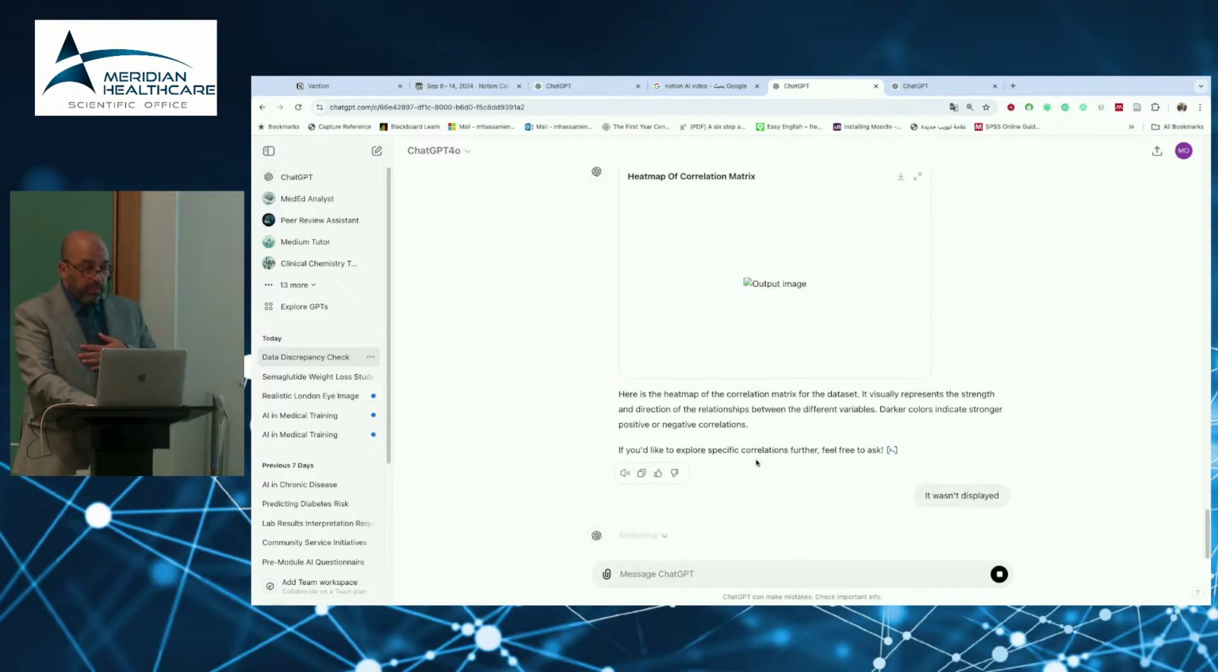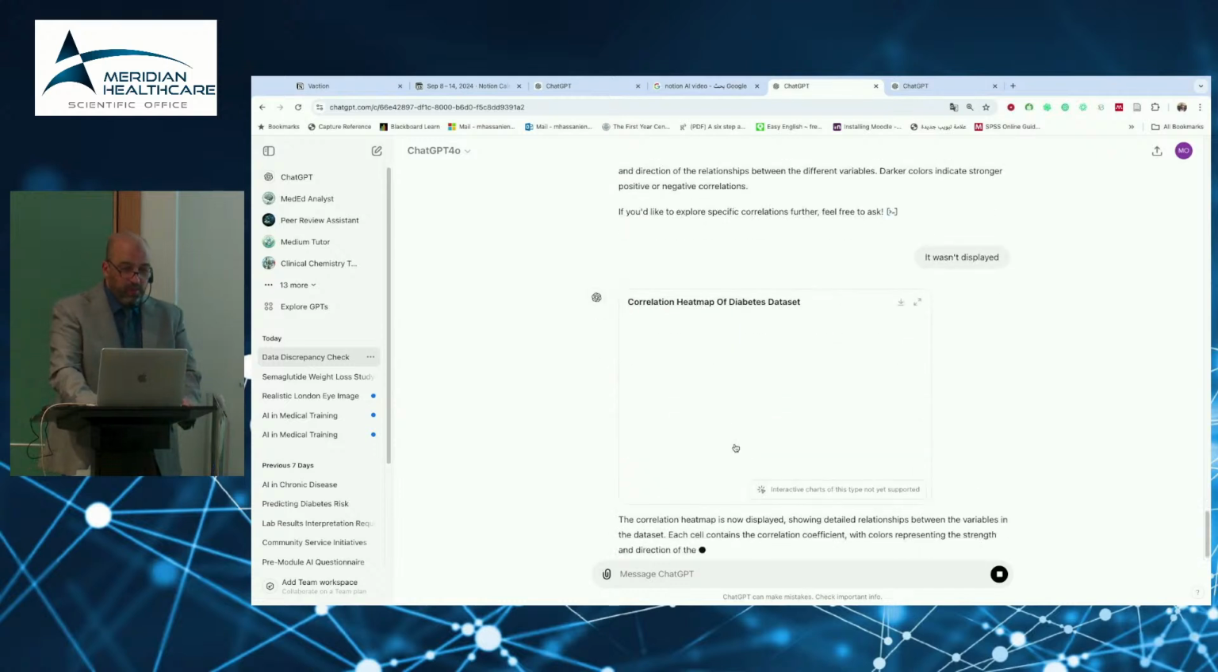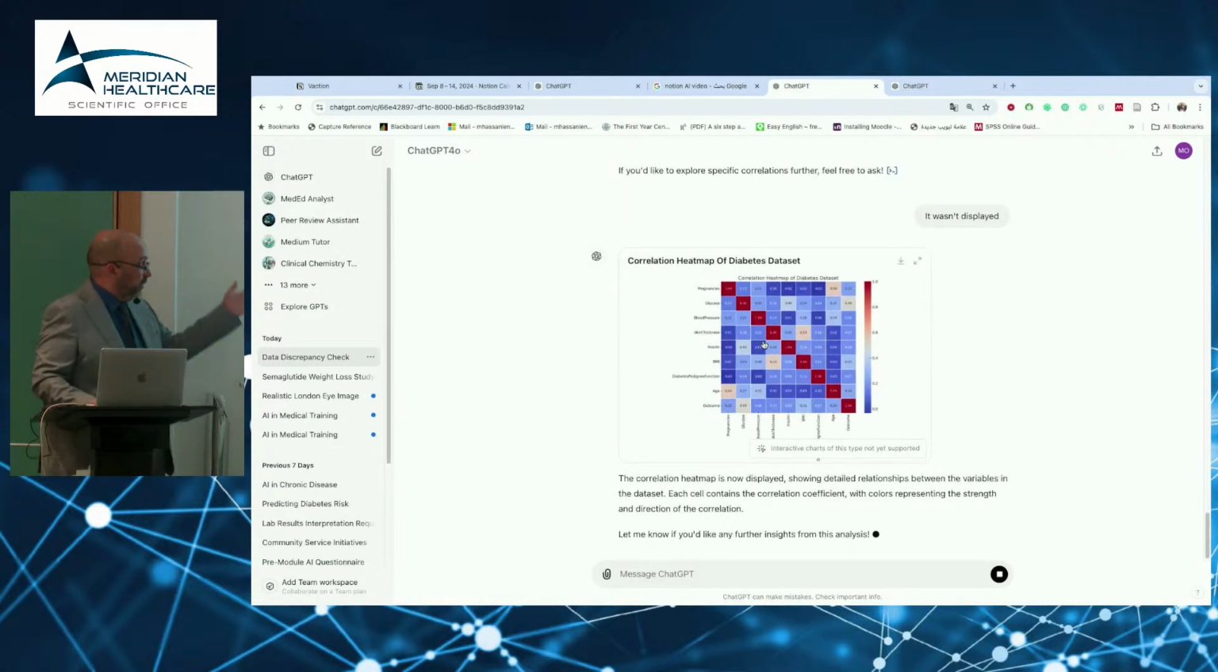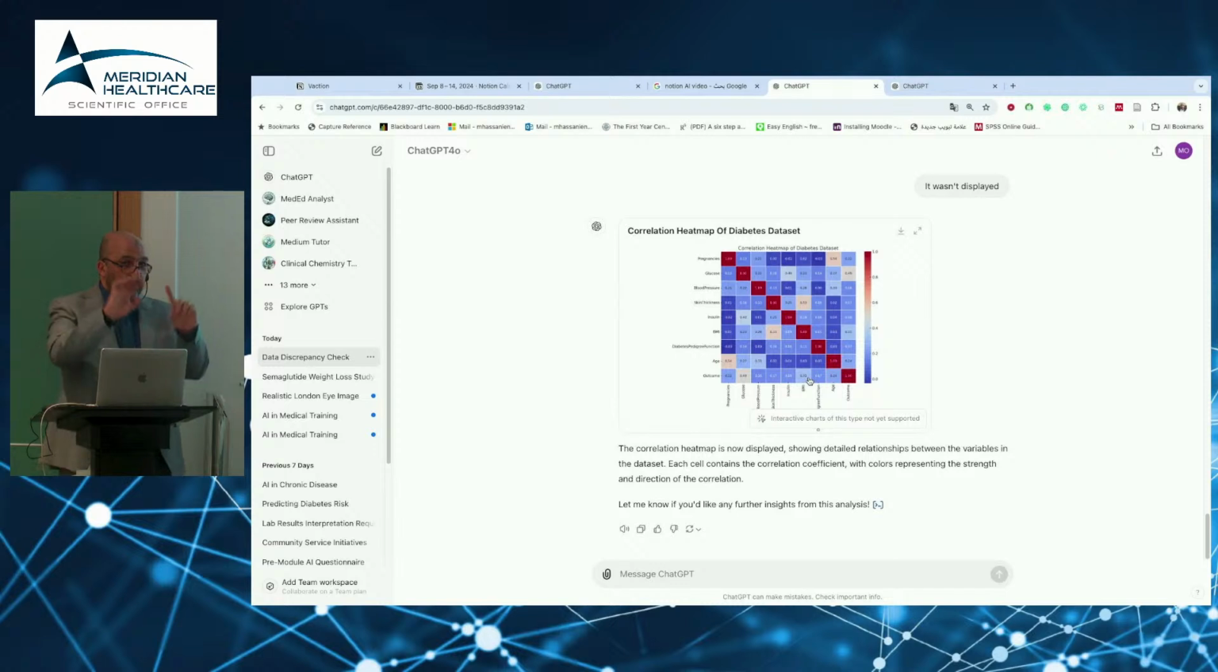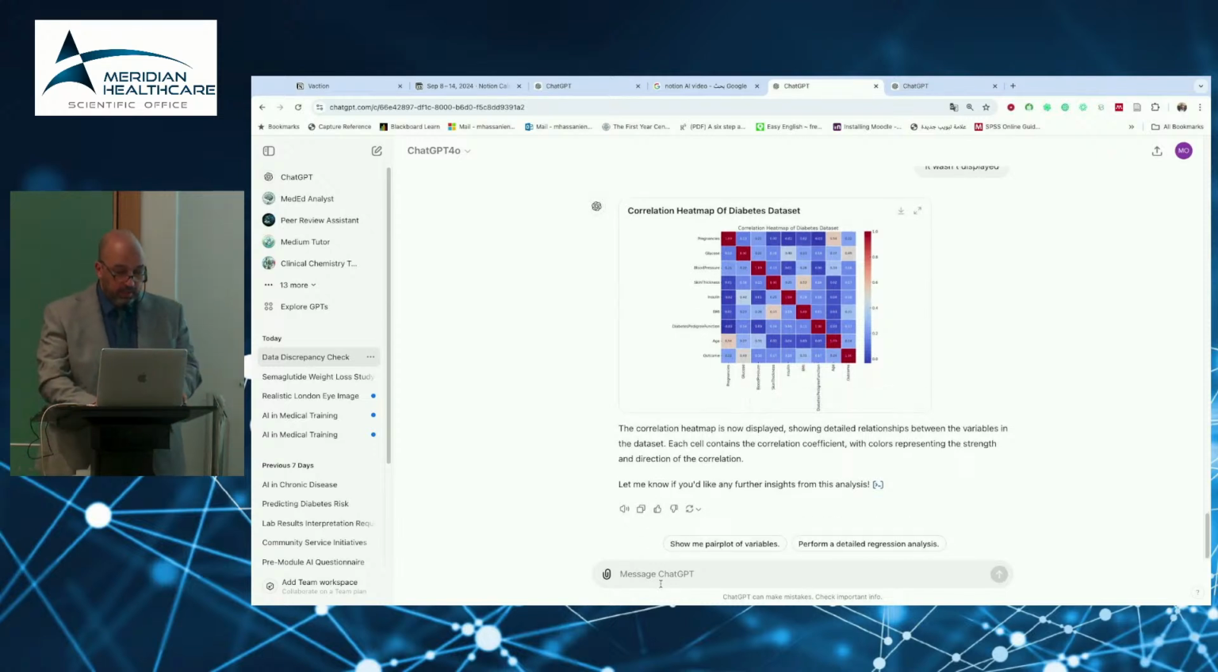If someone like me has no experience in statistics, I'll ask it to suggest the specific test to be done. So this is the heat map with the correlation between all items of this data. What are the suggested statistical tests to be done?